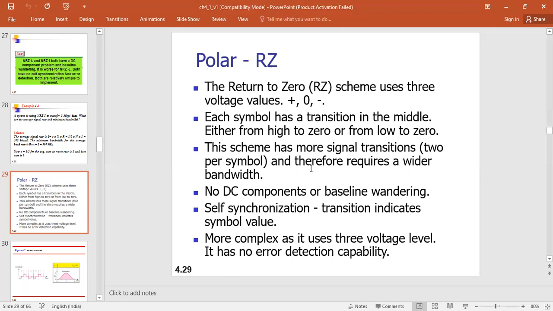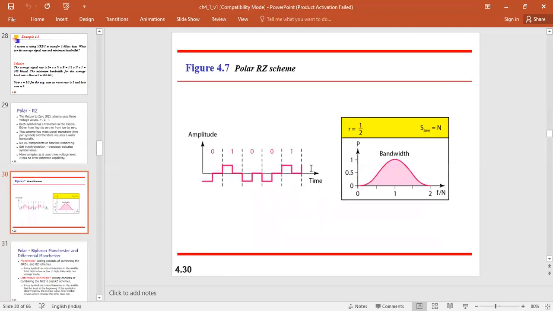So if you go through this symbol, if it is 0, it goes from negative to 0. If it is 1, it goes from positive to 0. Again 0, negative to 0. So it returns to 0, and when it returns to 0, it changes the symbol, either positive to 0 or negative to 0. So this is the polar RZ.